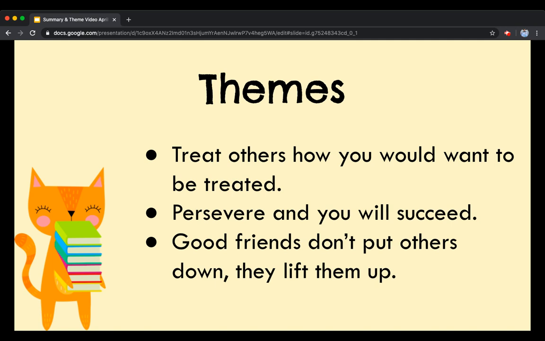When you do your assessment tomorrow, I want you to use the skills that we practiced both today and yesterday to help you be super successful and make your best summary and theme.